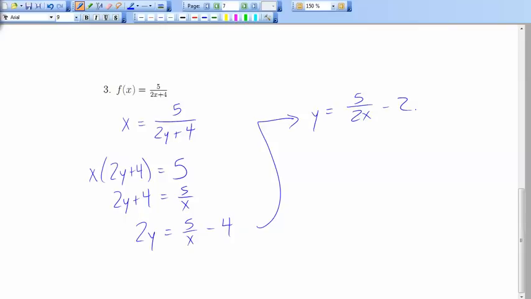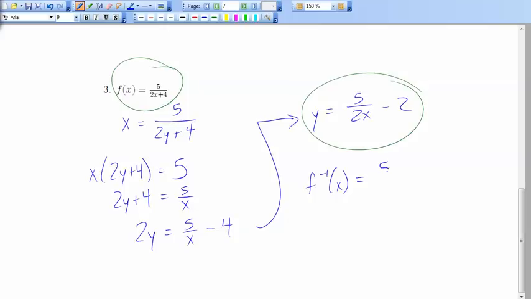So there we have it. We saw that our original function was a certain rational function. Our final one is also a rational function, our inverse, but very different rational functions. So that's how we can find the equation of the inverse function.